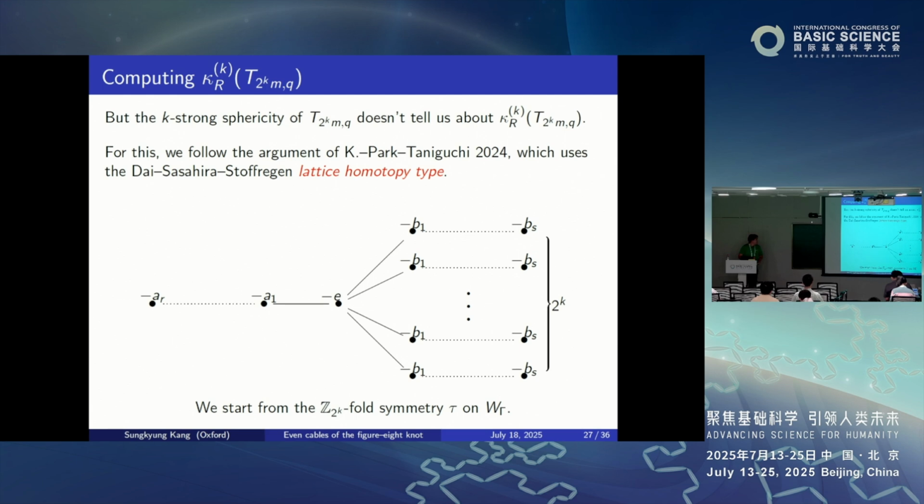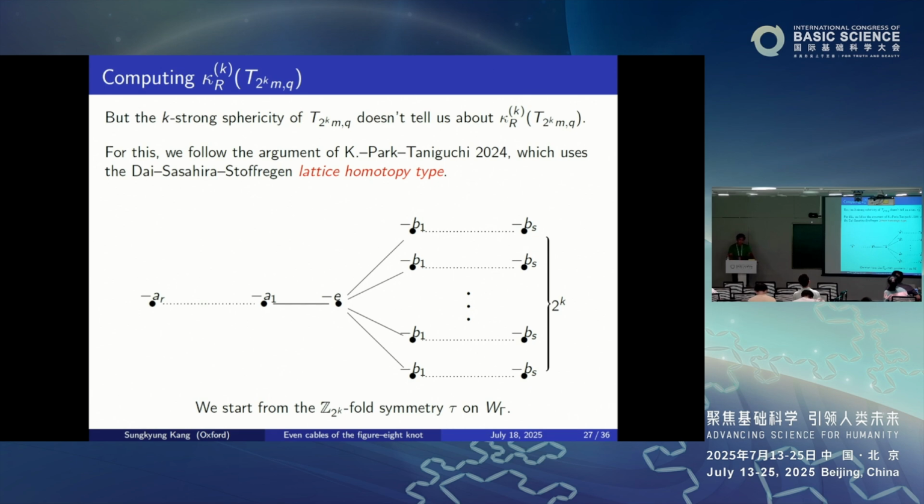But it doesn't tell you much about what the exact value of this is. You know that now this real Seiberg-Witten spectrum is a complex sphere, but it doesn't tell you which dimension it is. And so in order to compute its exact value, you need a completely separate argument, which comes from our argument back in 2024, which is based on something called the Dai-Sasahira-Stoffregen lattice homotopy type.